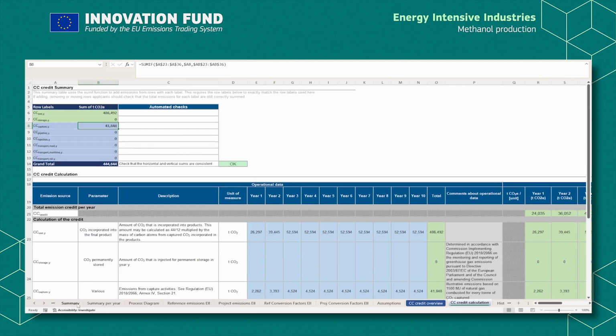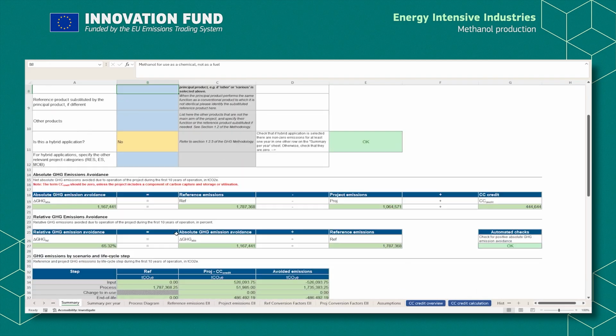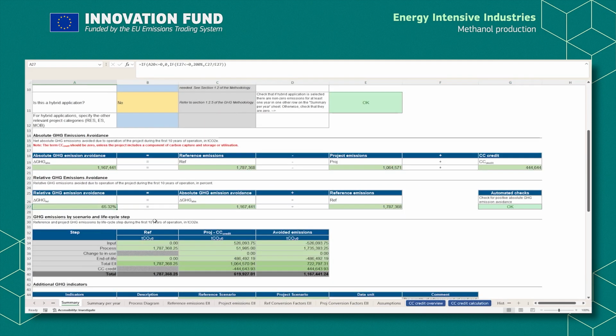Going back to the Summary tab, we see that there are now values filled in row 20 and in row 27. These values detail the absolute GHG emissions avoidance and the relative GHG emission avoidance of the project. We have calculated that our project is delivering absolute GHG emission avoidance of about 1.2 million tons of CO2 emissions, as well as a 65% relative GHG avoidance compared to our conventional hydrogen production system.